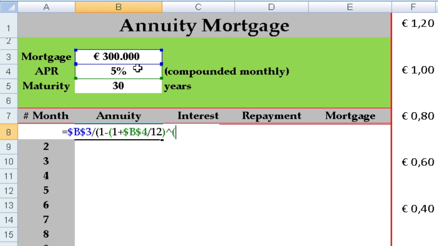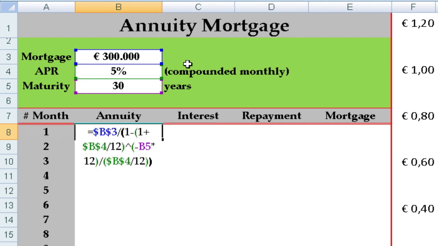minus the number of payments or periods, and in this case this is a monthly period, so minus this number, but this is yearly, so times 12, and then we divide that number by the monthly interest rate. So this is this one divided by 12 again.